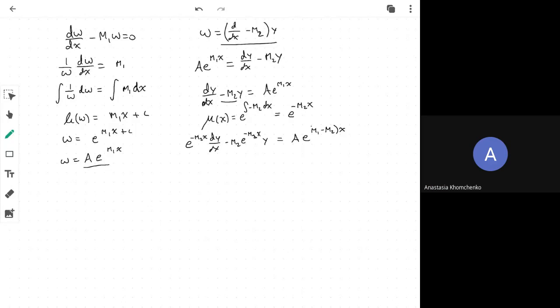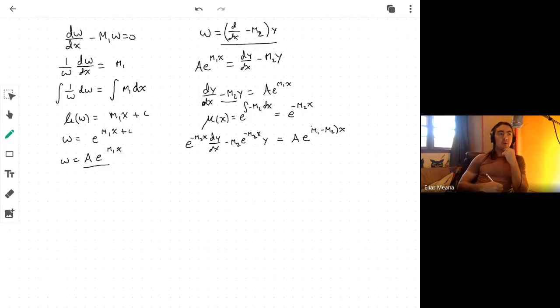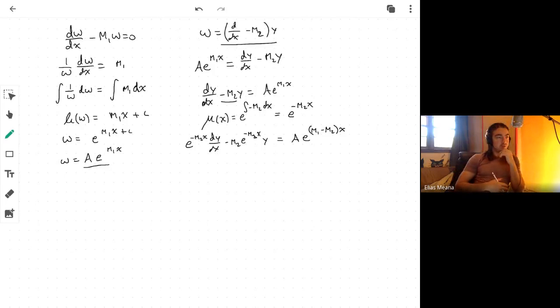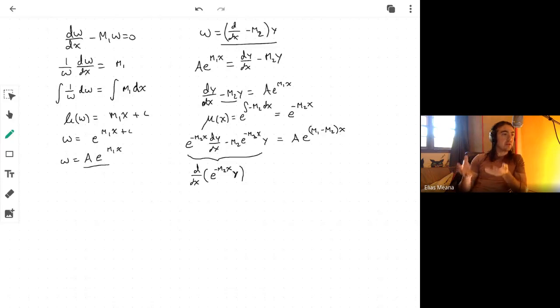Sir, where does the plus C go? We don't need a plus c when we're finding mu because we can use any plus c, so let's use 0 as our plus c. Okay, so we have this differential equation now, and we can simplify the left-hand side using the product rule. The left-hand side is just the derivative of e to the minus m2x times y. You can do the product rule to see that this gives you the left-hand side of your differential equation. And the right-hand side doesn't change yet, it's just a e to the m1 minus m2x.